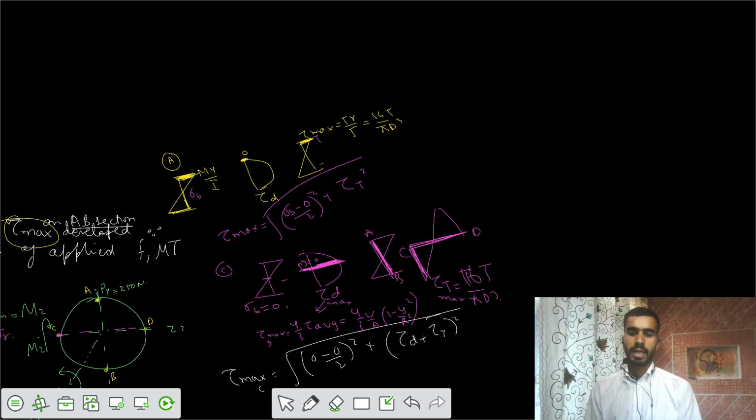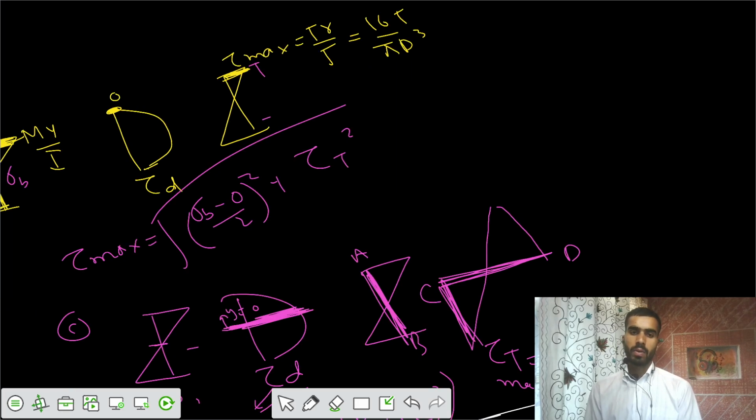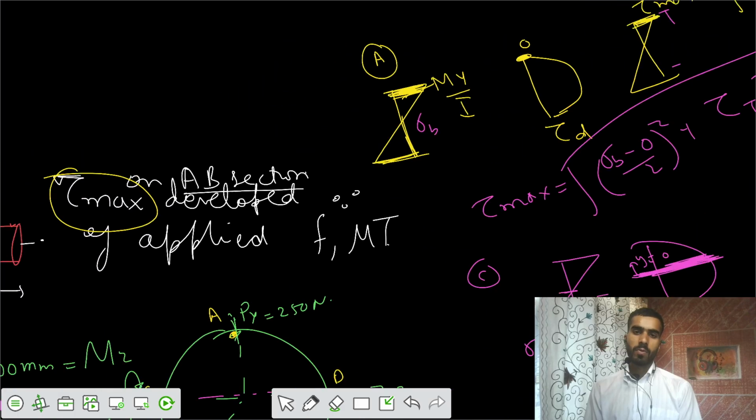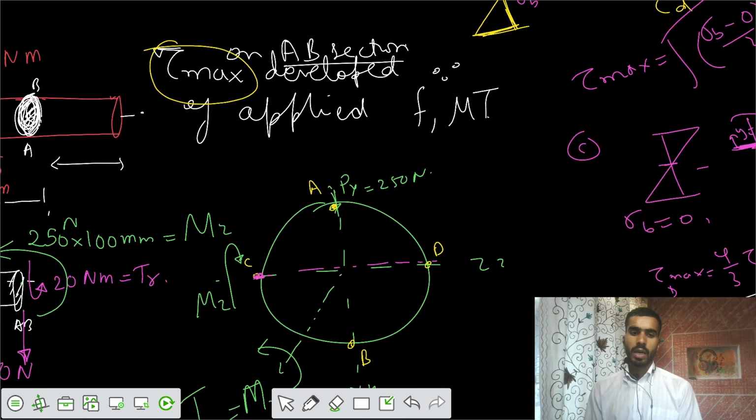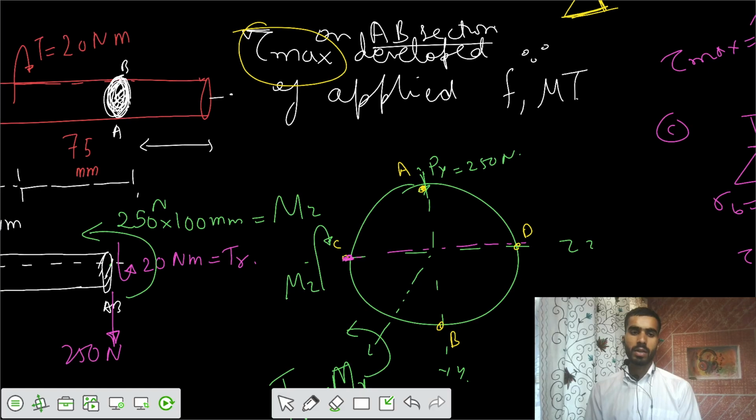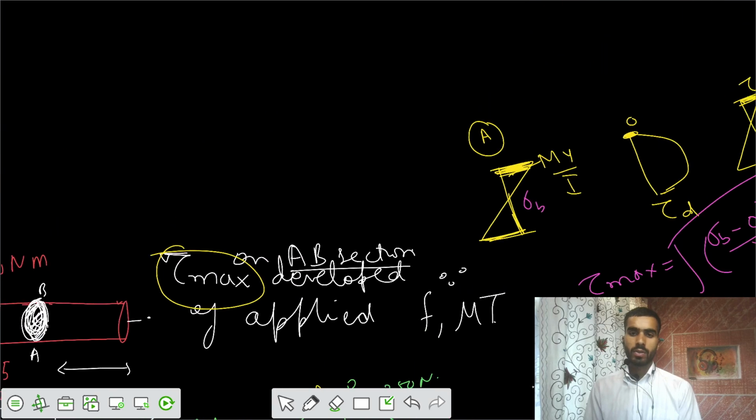So let's take the point A. Now you have applied a bending moment of M equals 250 into 100. That would be 25 Newton meter. So a bending moment of 25 Newton meter. You solve it. You have this 25 Newton meter.